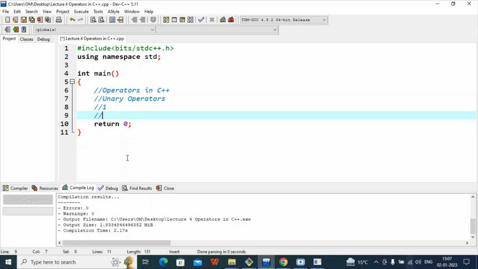The operators that you're going to study now require just one variable. Just one variable is required to make this calculation. That's why they are known as unary, because no two persons are required, right?